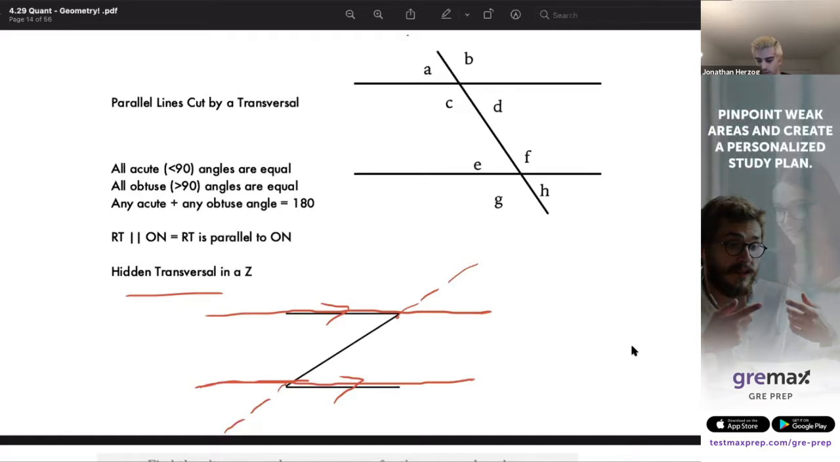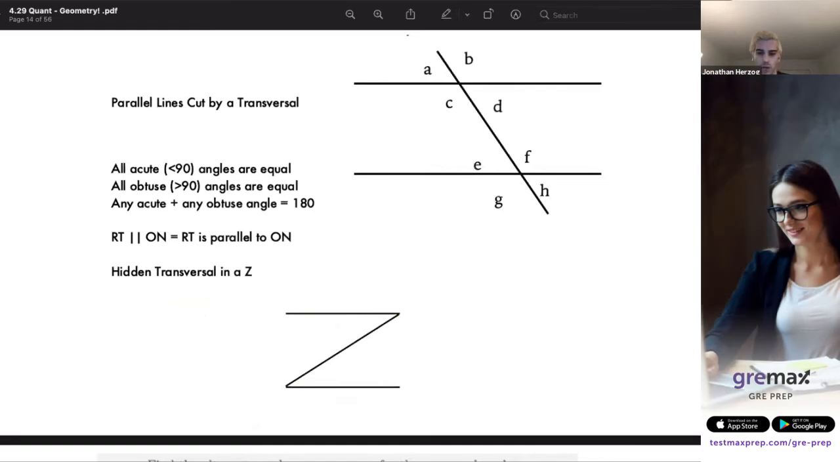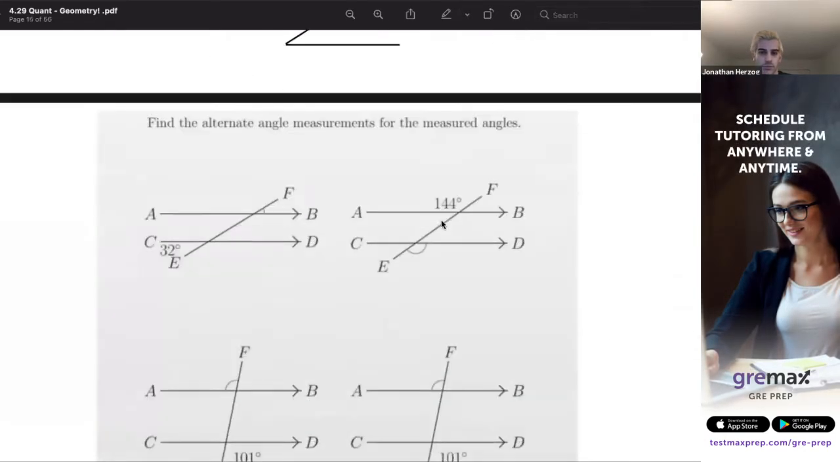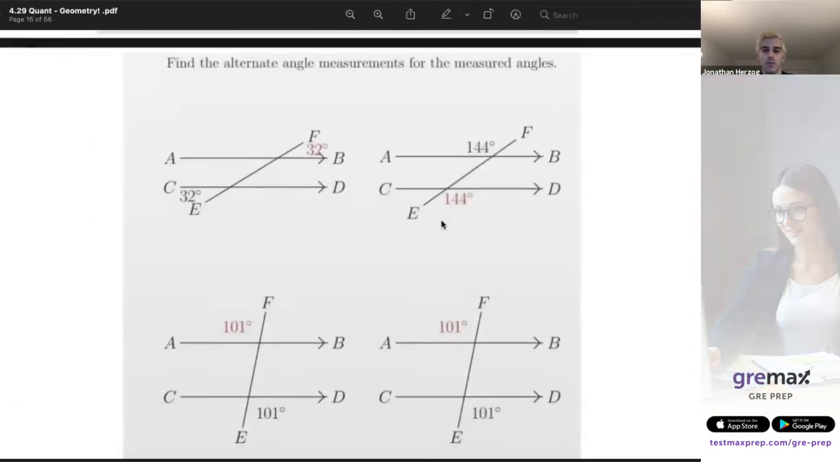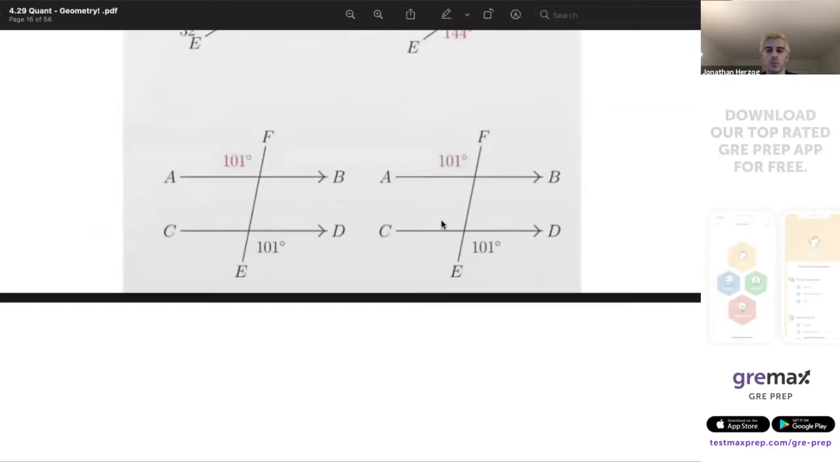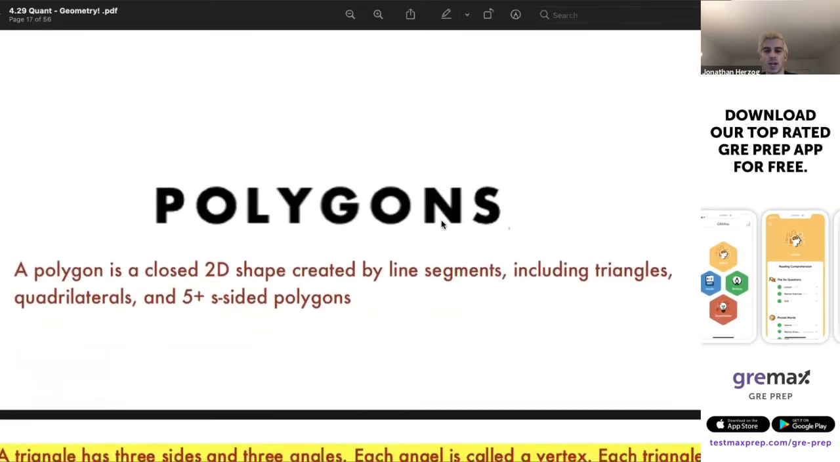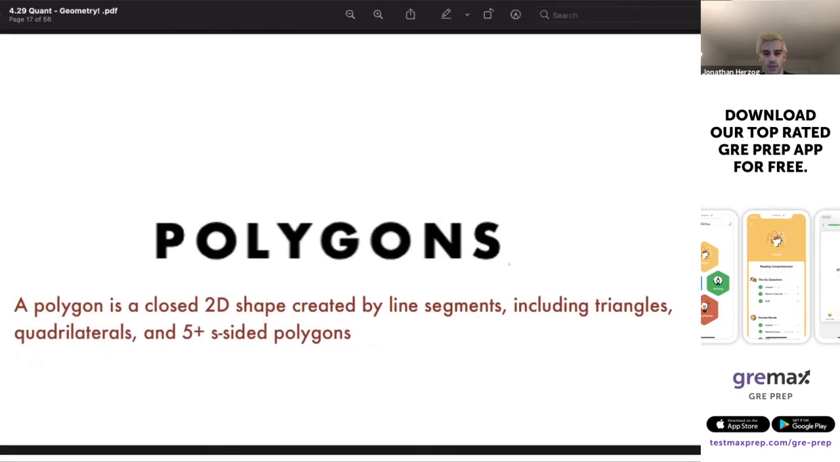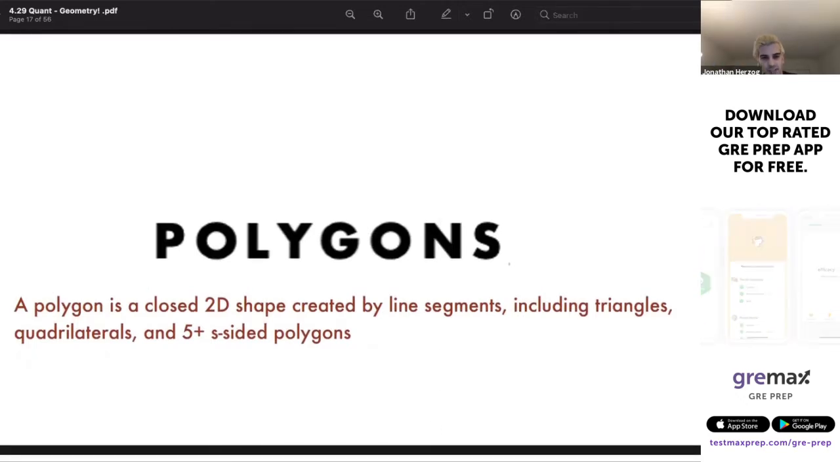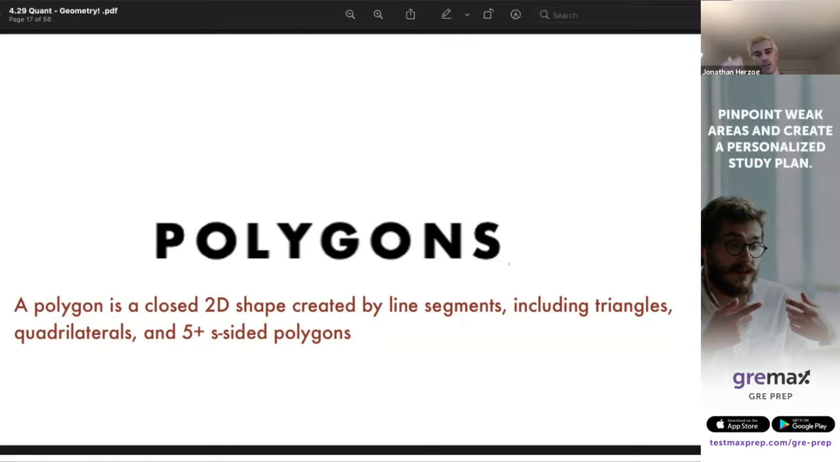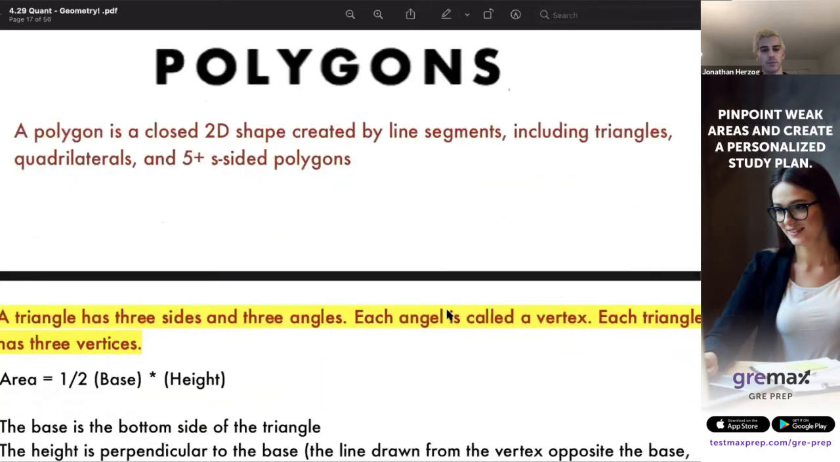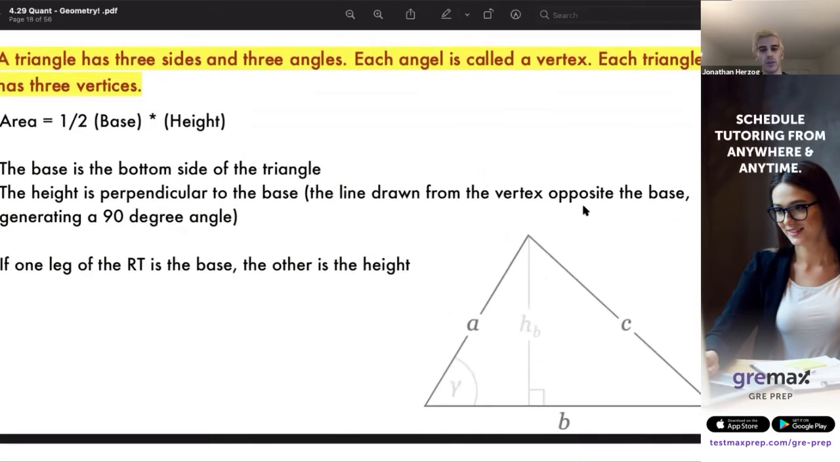Okay, let's clear this and move right along. We've got a lot of different drills, and these are all available to you, but the same principle stands. Just in the interest of time, we'll move on to polygons. Okay, clean slate. Polygons are closed two-dimensional shapes created by these aforementioned line segments, including the familiar triangles, quadrilaterals, and five-plus-sided polygons.